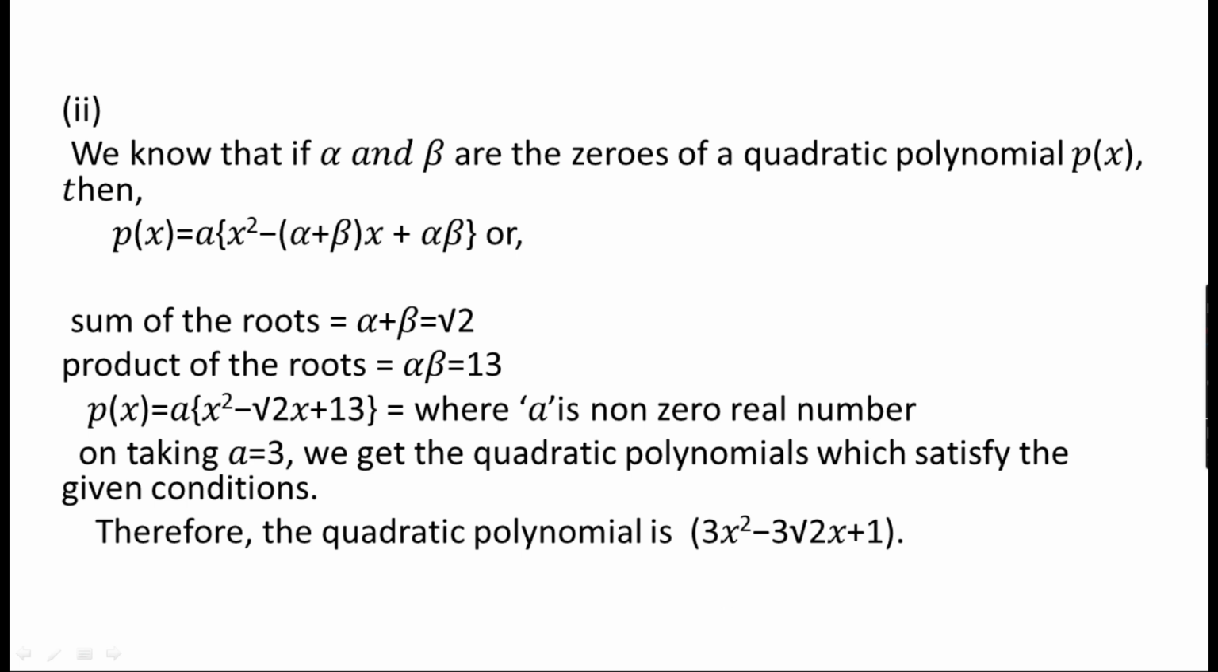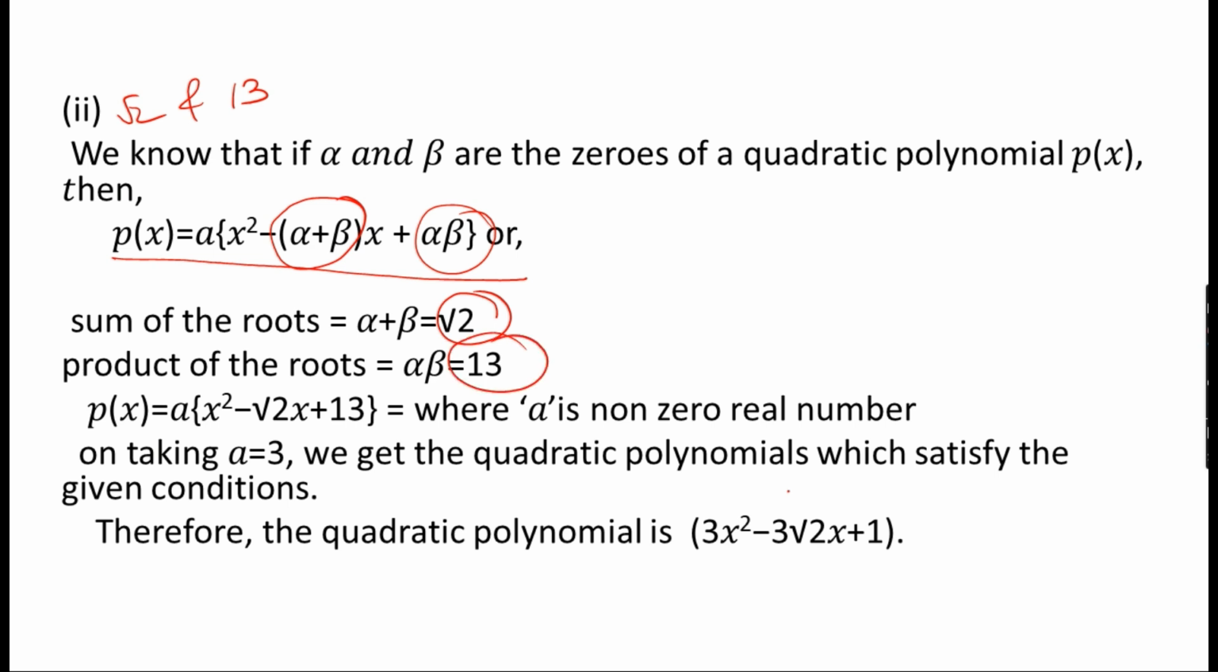Similarly, next question. Here we have given two values, root 2 and 13. Root 2 and 13 are the two roots of the polynomial. We have to find a polynomial for these roots. Let us consider P of x to be any polynomial. For the roots of this polynomial, alpha plus beta is equal to root 2 and alpha beta is equal to 13.